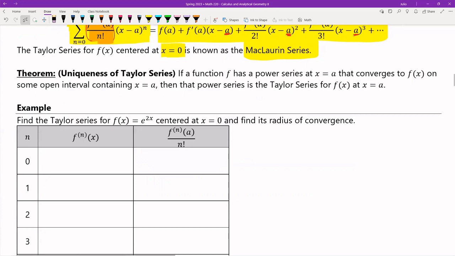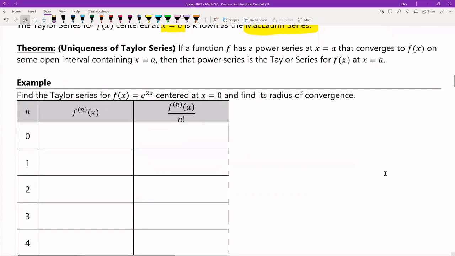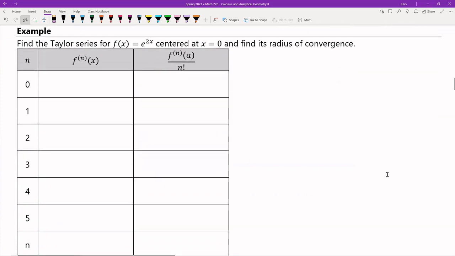All right. So now let me do an example. This one right here. I'm going to find the Taylor series for this, e to the 2x, centered at 0. And I'm going to find its radius and interval of convergence. And I'm going to do the n's, just so that we have them written out, and I'm going to write them out as a Taylor series at the end.